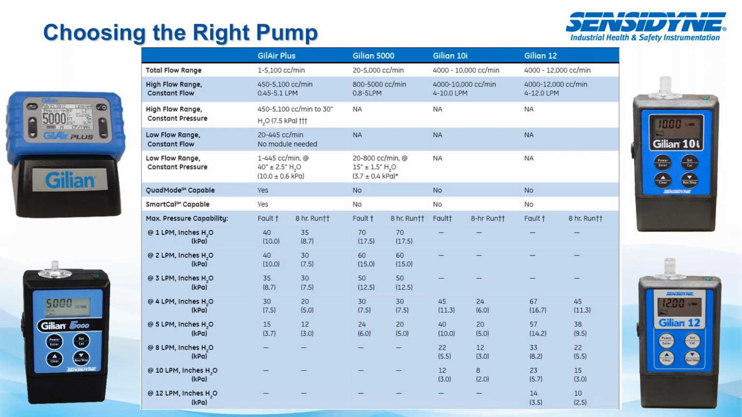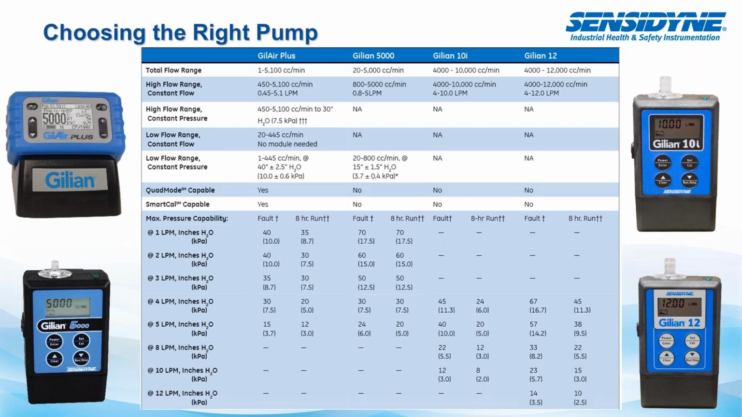So you can see for our Gill-Air Plus at 1 liter per minute, the fault is at 40 inches. So at 41 inches, there's a good chance that it would fault out at 1 liter per minute. However, at 40 inches of water back pressure, you're draining that battery down, and it's not going to last 8 hours. Matter of fact, it's only going to last 8 hours at 35 inches. So if you know that you're having to sample for a full shift and you see that you are approaching 35 inches because of buildup on your filter, then you might need to pause the sample and or switch out your media and get a cumulative sample analyzed.